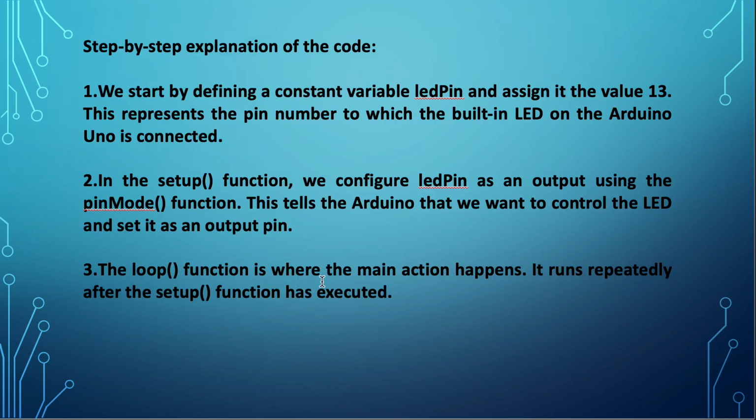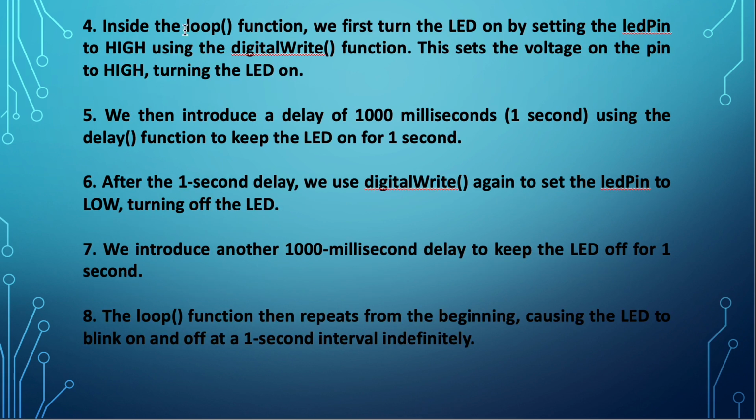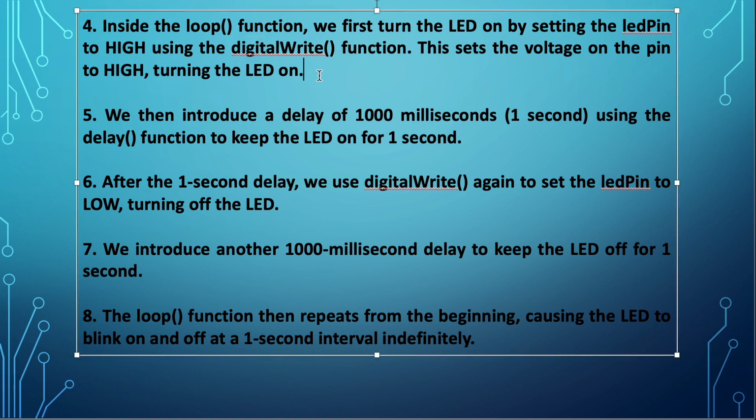The loop function is where the main action happens. It runs repeatedly after the setup function has executed. Inside the loop function, we first turn the LED on by setting the LED pin to high using the digital write function, right? These functions are common functions which are there, right?